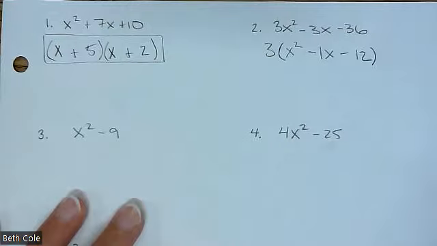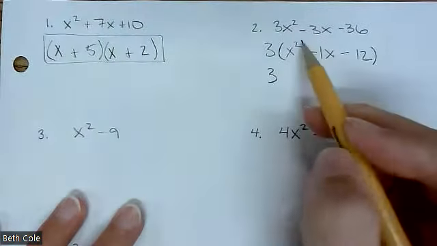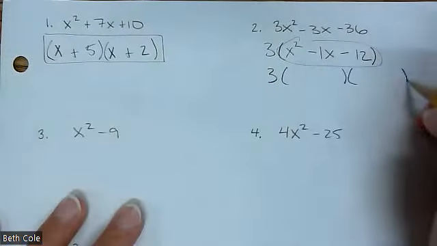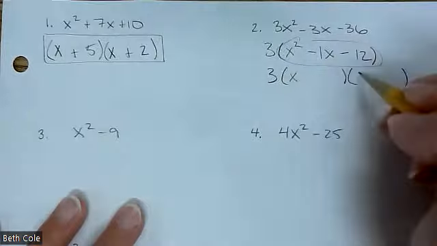We got there. We got there. It took us a second, but we got there. All right, now the 3 is just hanging out. Now this problem is exactly like question 1. I'm just going to split it apart. X squared will be x times x.